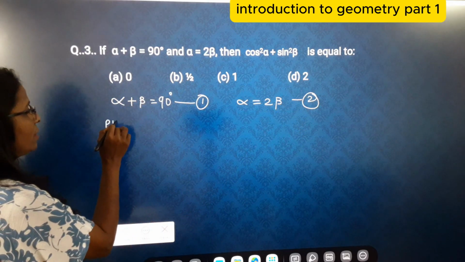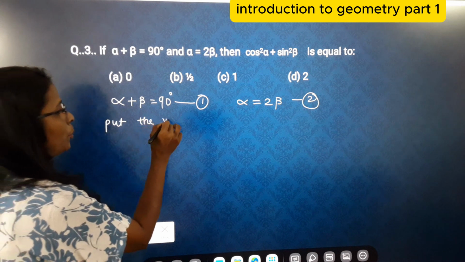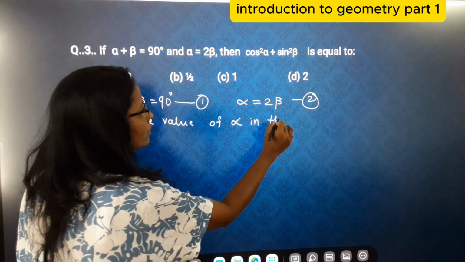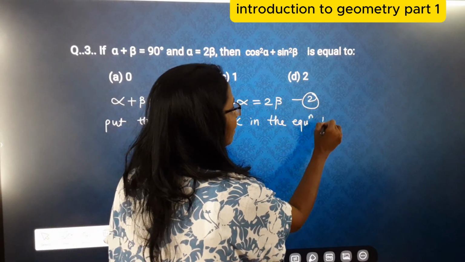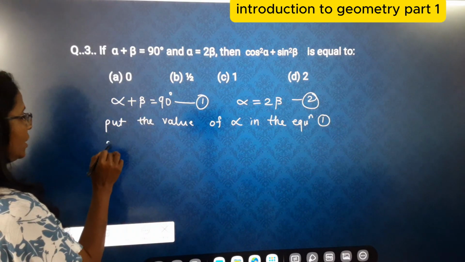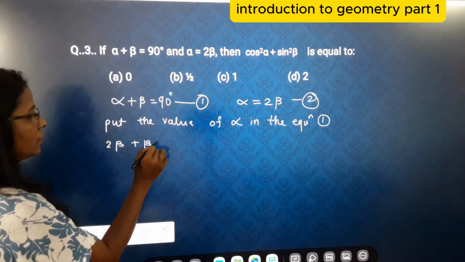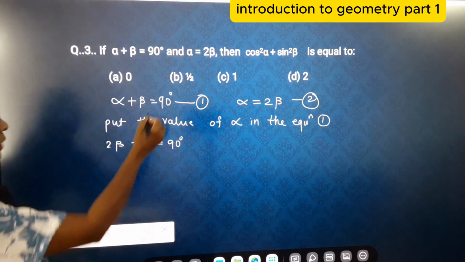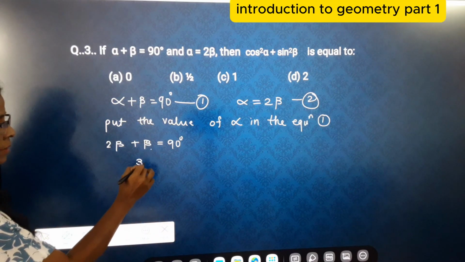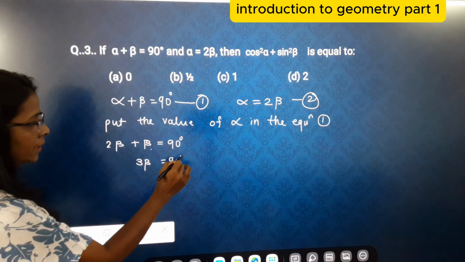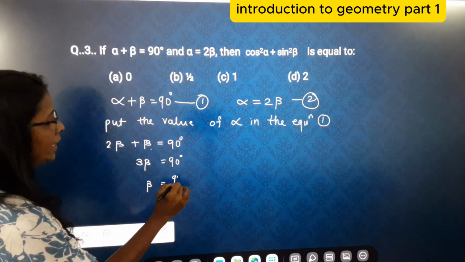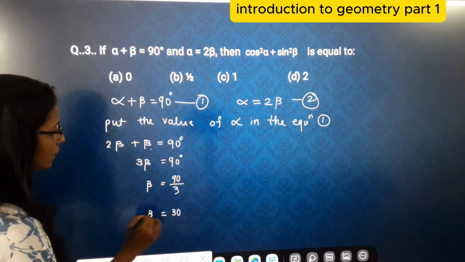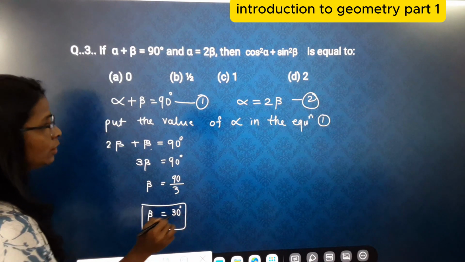So here put the value of alpha in equation 1. Then I have 2 beta plus beta is equal to 90 degree. Okay. 2 beta plus beta, that means 3 beta, which is equal to 90 degree. Then beta is equal to 90 upon 3 students. Then here beta is equal to 30. Okay. So beta is equal to 30 degree.